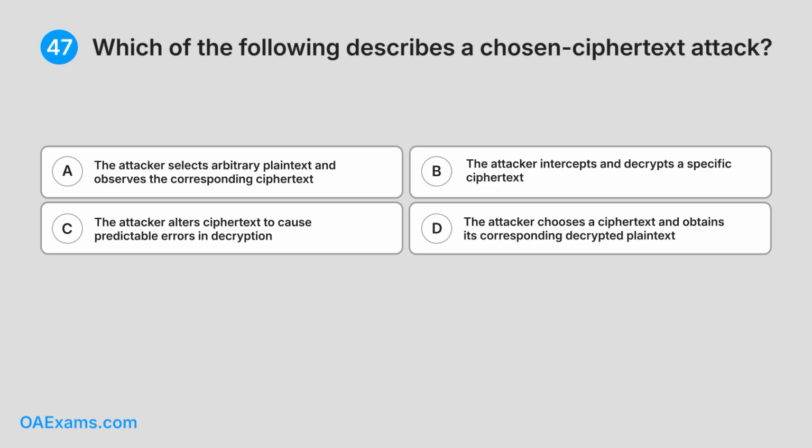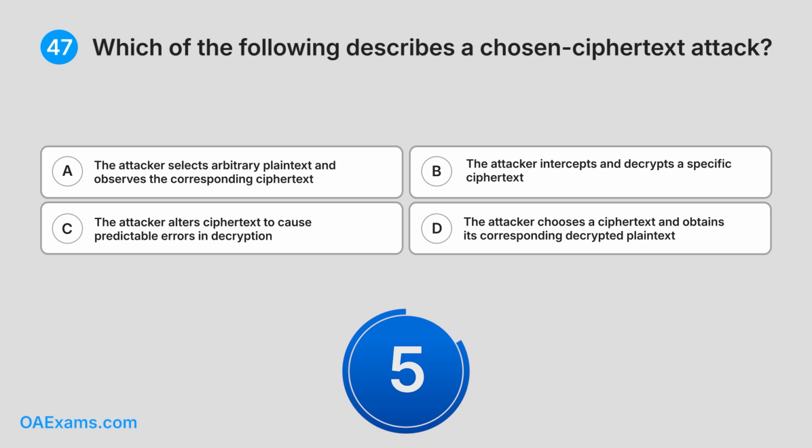47. Which of the following describes a chosen ciphertext attack? A. The attacker selects arbitrary plaintext and observes the corresponding ciphertext. B. The attacker intercepts and decrypts a specific ciphertext. C. The attacker alters ciphertext to cause predictable errors in decryption. D. The attacker chooses a ciphertext and obtains its corresponding decrypted plaintext. What do you think is the answer?